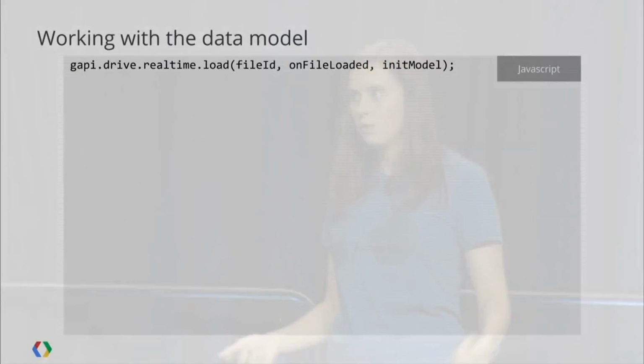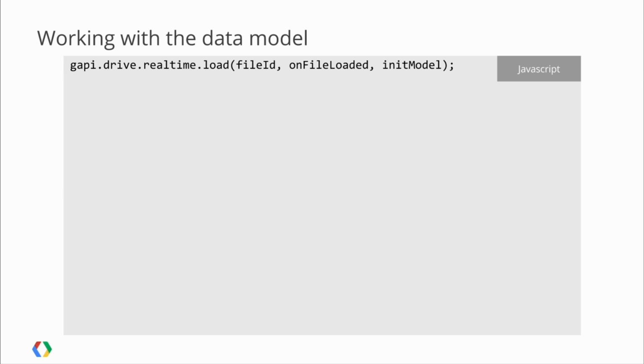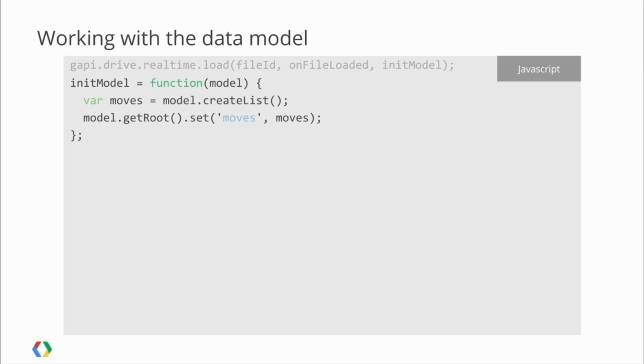So the first thing that you do is you just load a file. And when you load it, you have to give it three things. You have to give it the file that you want to be loaded. And then you give it two function pointers. One that represents what you want to happen when the file is loaded, and one that represents what you want to happen the first time the data model is initialized. So let's look at that second one first.